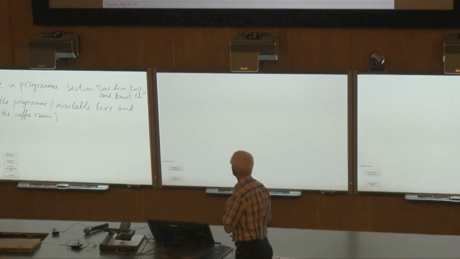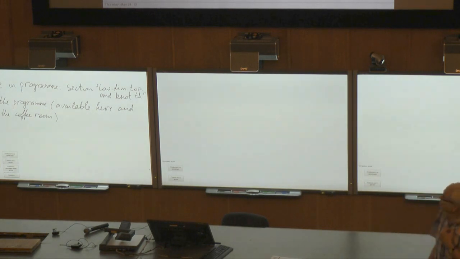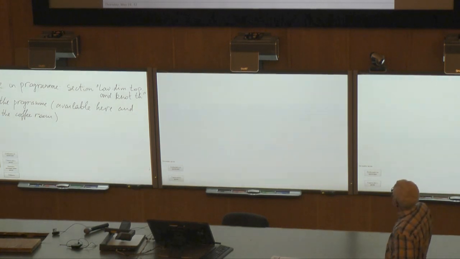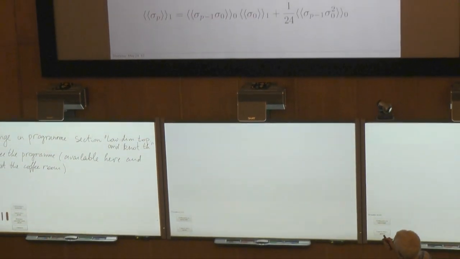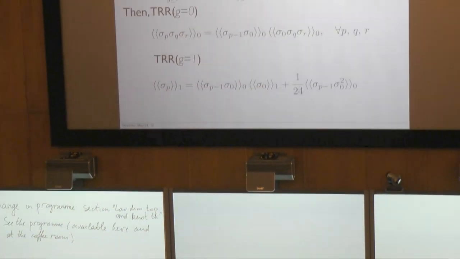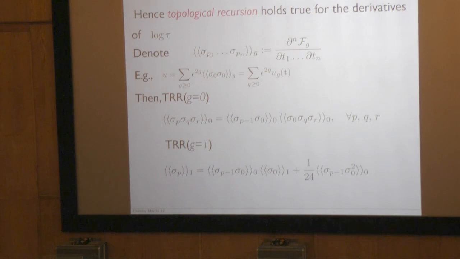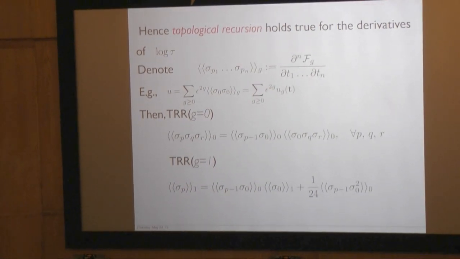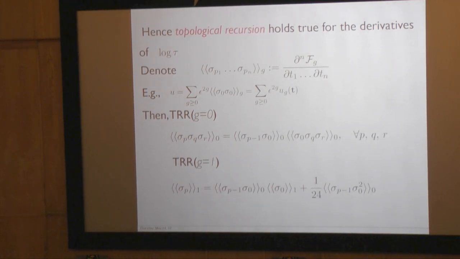Okay? So more precisely, what is called topological recursion holds true. Namely, consider the partial derivative of the genus g term of log tau. These are what physicists call genus g correlation functions of certain observables that denote the sigma. This is just notation for the left-hand side. You can just disregard this notation. For example, u itself can be considered as the series with coefficient epsilon to 2g of the 2-point correlation function of sigma 0, sigma 0.